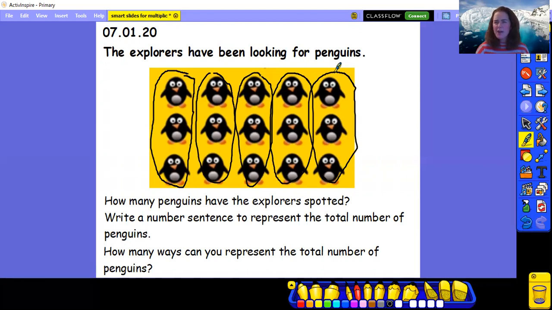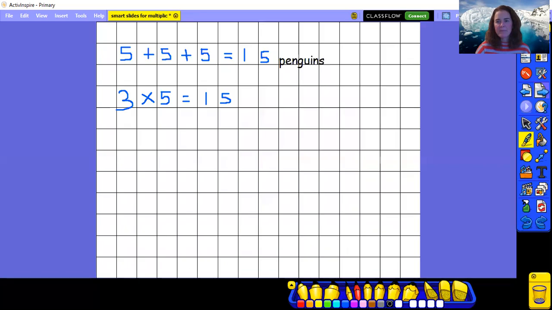So how would you write that as a repeated addition number sentence? Have a go at writing it down. So you can pause this video. I want you to write down 5 lots of 3 as a repeated addition. Off you go. Welcome back. Okay, so this time we've got 5 equal groups, and in each equal group there are 3.